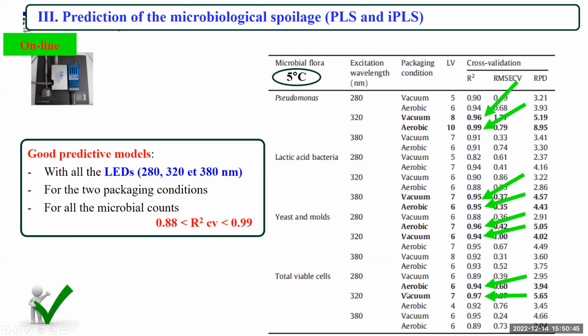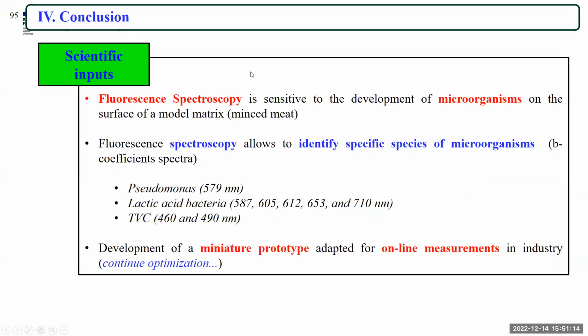And then we tested the accuracy of this small device to predict the microbiological loads. We also identified that we had a very high correlation between the loads and the spectra that we recorded by this small device. So concerning the conclusion, we can say that fluorescence spectroscopy is very interesting for predicting microorganism loads that can be present in meats.